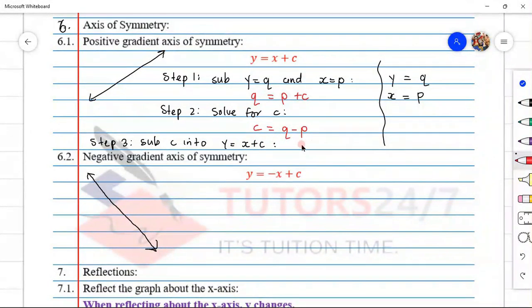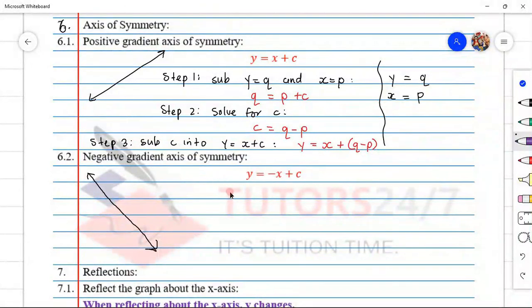So therefore, we'd have y equals x plus q minus p, whatever that value is. So that's how we can find our axis of symmetry for a hyperbolic function. Now let's do the same thing but for our negative axis of symmetry equation.